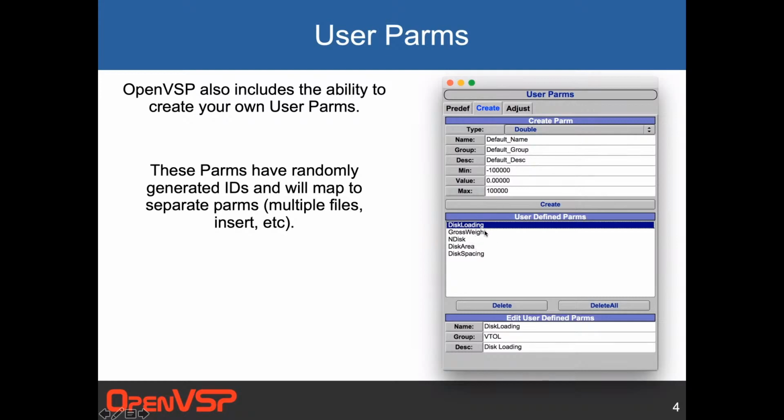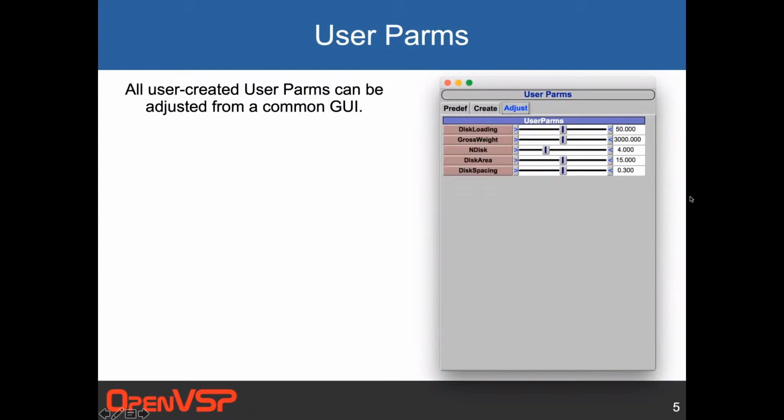And so you can create parameters like disk loading, gross weight, number of disks, disk area, disk spacing, something like that for a VTOL model. And whatever kinds of parameters you want. And then again, through linking, you'll be able to use these to drive your model and determine other things. So in general, go ahead and create a named user param when you need them. The last tab on user params is the Adjust tab. And so here, any of your created user params that you made, this is where they get a slider. So you can come in, you can adjust their values by sliding them around right here.